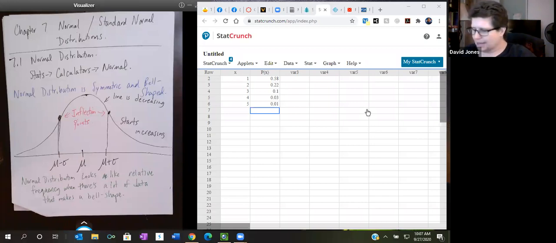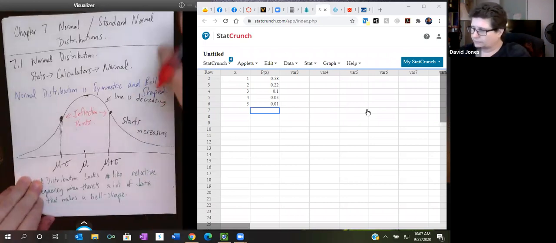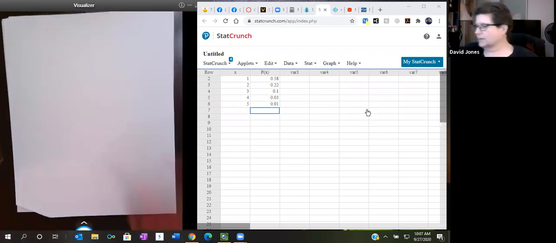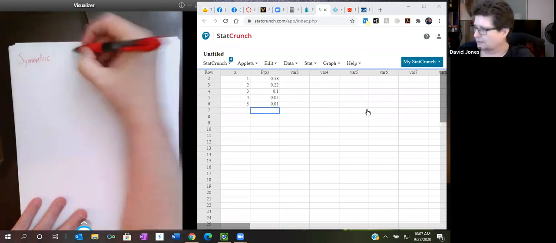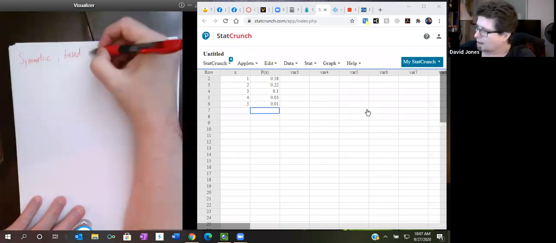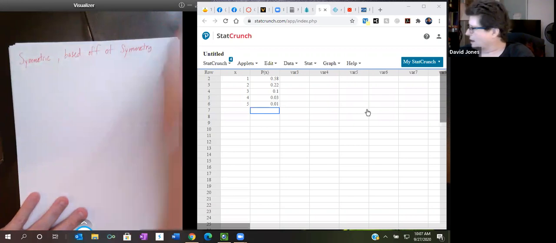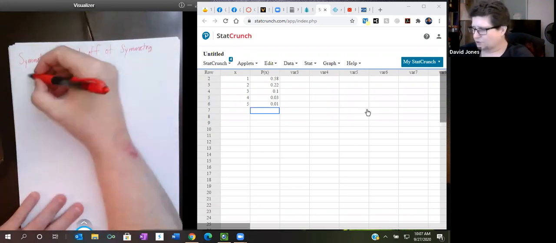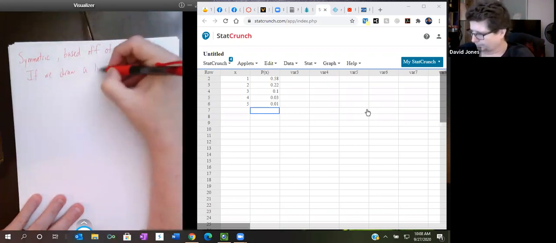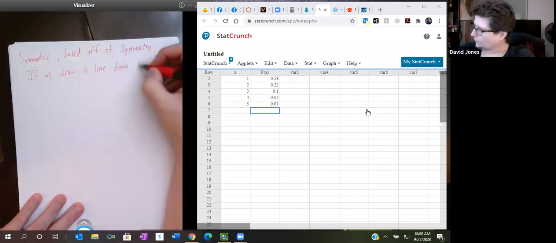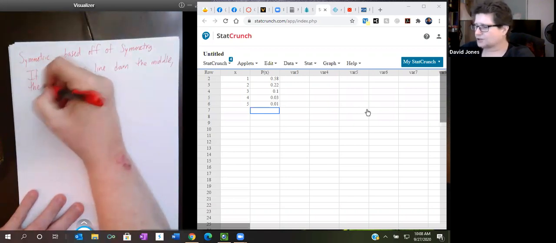And they're also symmetric. And what symmetric means, symmetric is based off the word symmetry. And symmetric means if we draw a line down the middle, the two halves look like reflections of each other in a mirror.